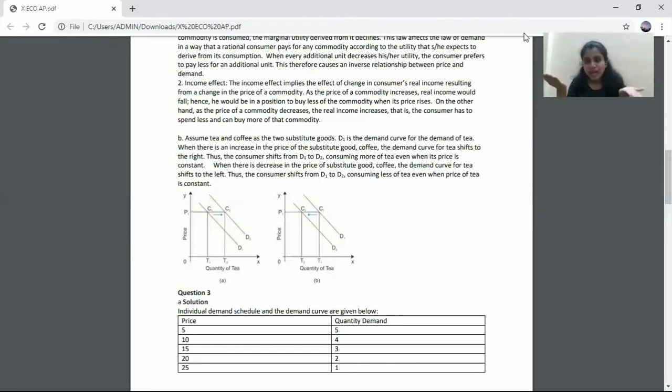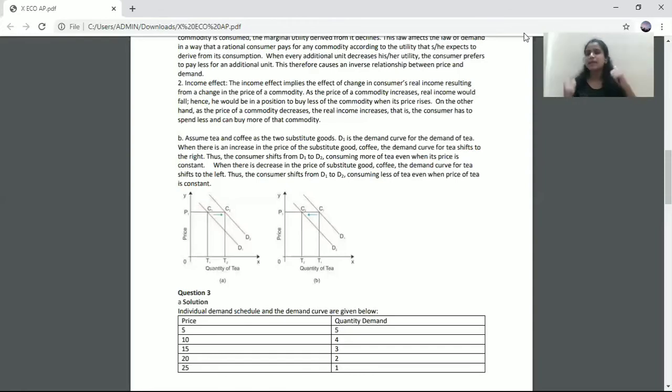So you see, when the price of coffee increases, the demand for tea also increases, which means that there is a direct relation. Both are moving in the same direction. There is a direct relation between the price of coffee and the demand of tea, which means there is a direct relation between the price and the demand of substitute goods.